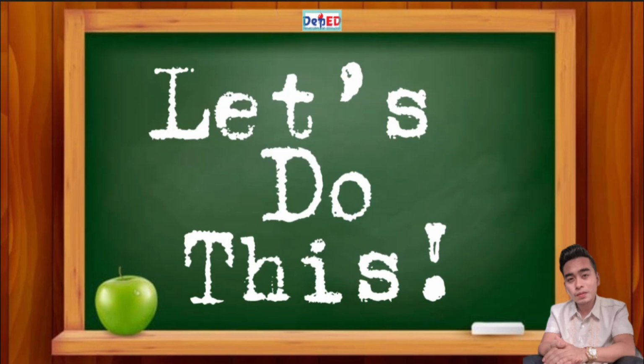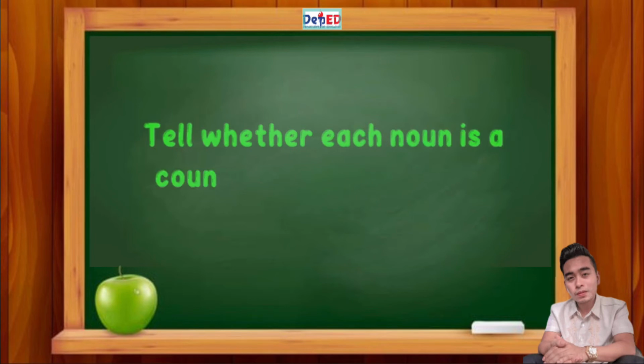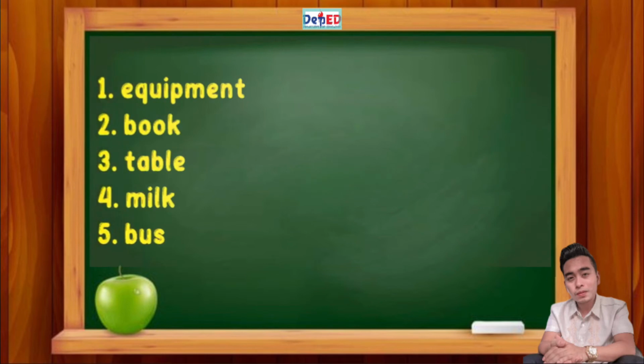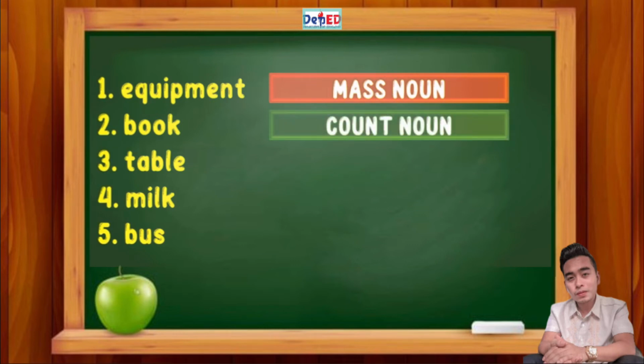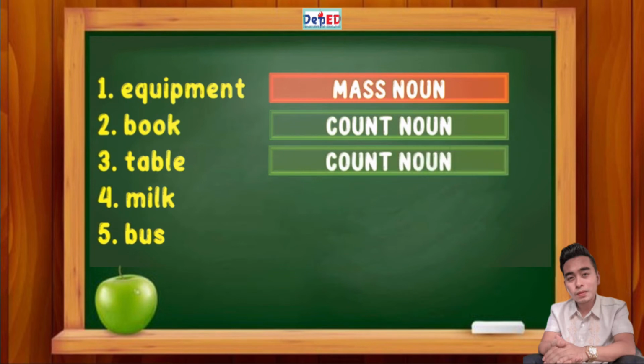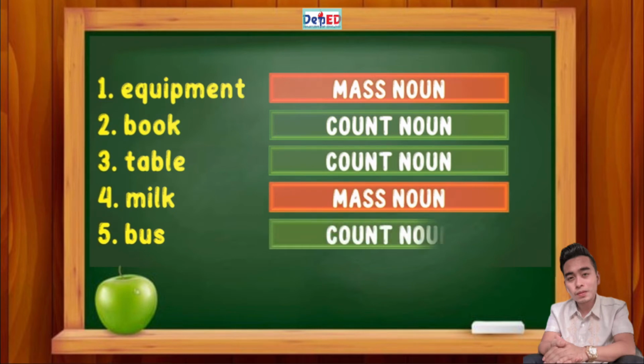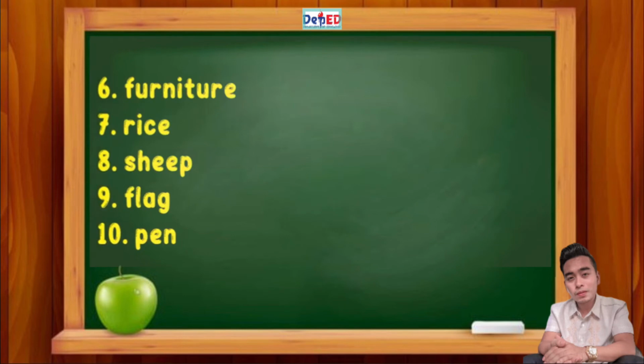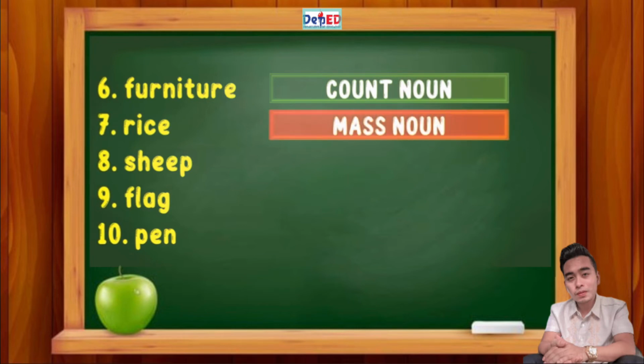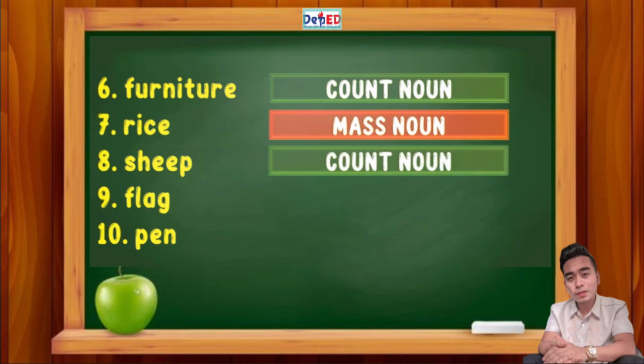Let's do this. Tell whether each noun is a count noun or a mass noun. Number 1, equipment. Number 2, book. Number 3, table. Number 4, milk. Number 5, bus. Number 6, furniture. 7, rice. 8, ship. 9, flag. 10, pen.